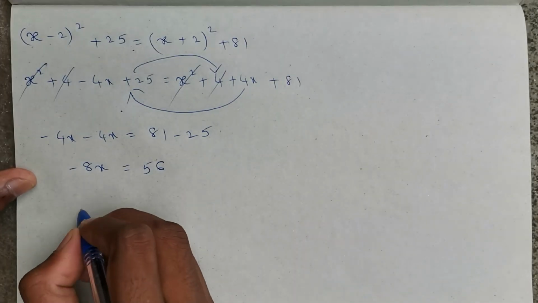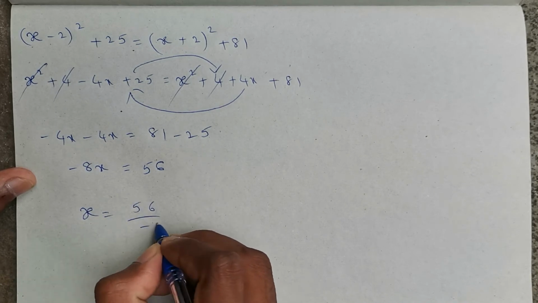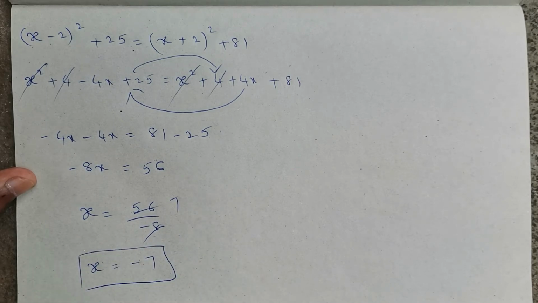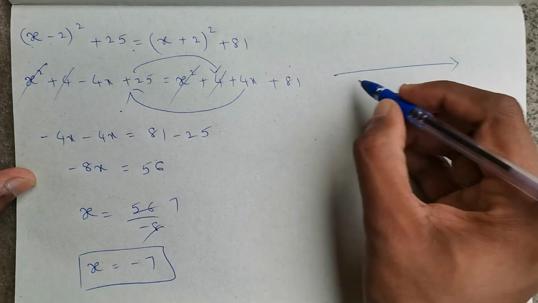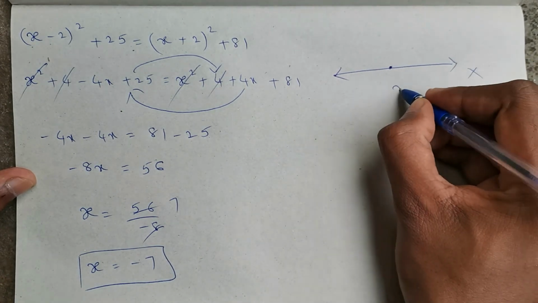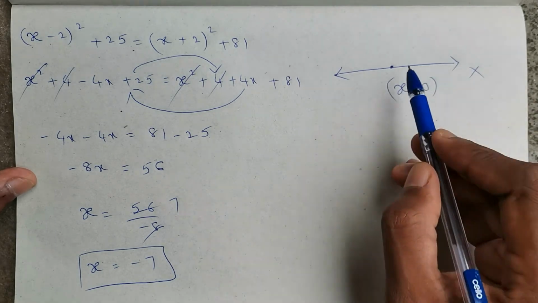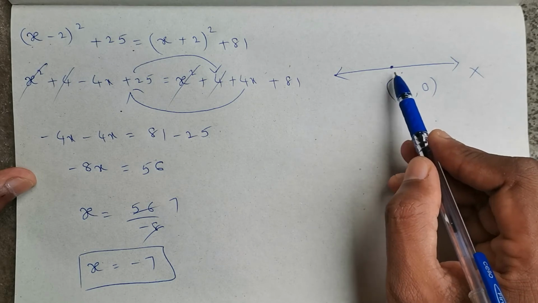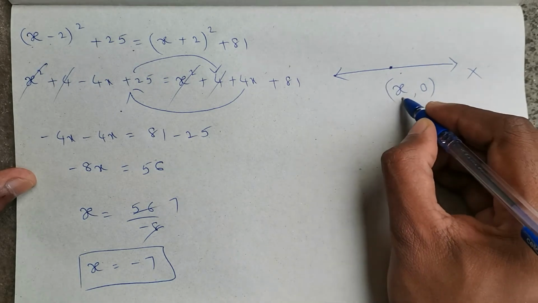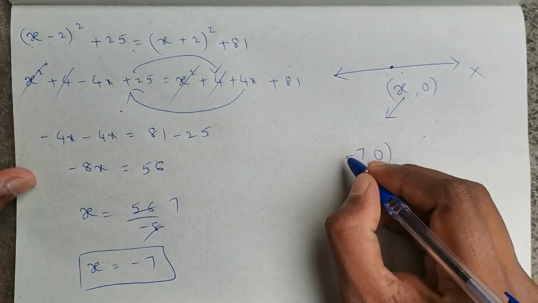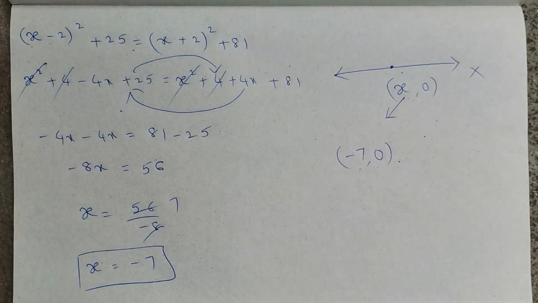So now we want the x value. So x is equal to 56 divided by minus 8. 8 ones are 8, 8 sevens are 56. So x is equal to minus 7. And we want exactly where it is touching the x-axis. So already we took somewhere it is touching on the x-axis. That point is (x, 0). Because it is touching on the x-axis, the x coordinate will be there compulsorily, and that's why the y coordinate is 0. Now in the place of this x, substitute minus 7. So the point is (minus 7, 0).